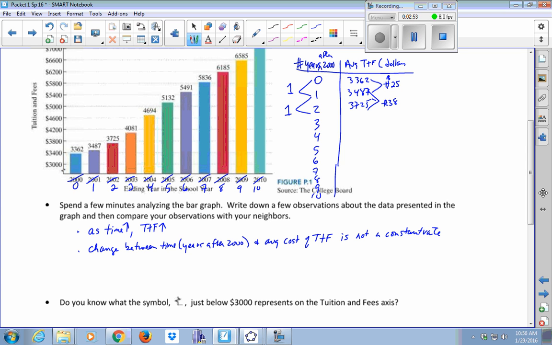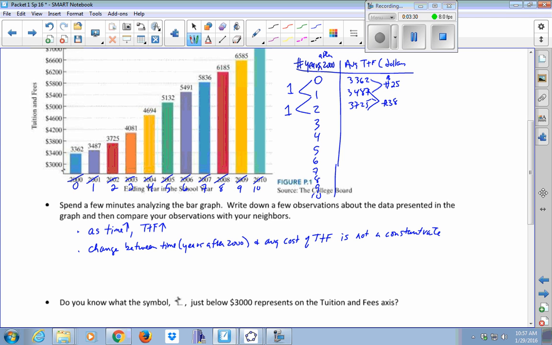So you notice that the rate of change between 2000 and 2001 is different than the rate of change in tuition and fees between 2001 and 2002. If the differences between the tuition and fees and the years were equal all the way up, what kind of picture would I have? If they were exactly the same from 1 year to the next. Linear, right? Straight line. Okay. So that's what Catherine notices. It's not exactly a straight line. The rate of change is not constant.